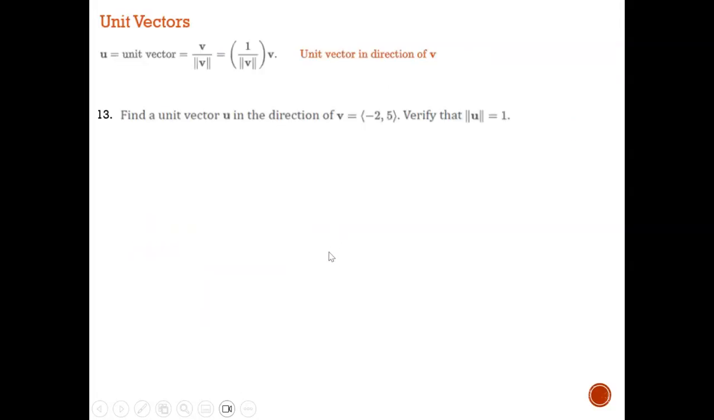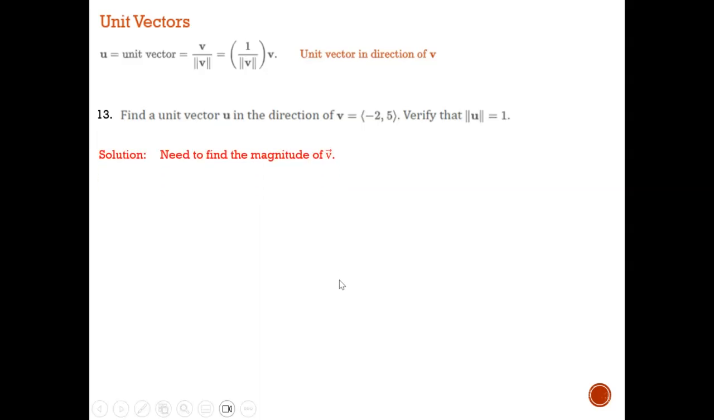Now we're looking for the unit vector. Unit vector means that its length will be 1. That's why it's called unit. For number 13, it says find the unit vector u in the direction of v, which is negative 2, 5, and verify that the magnitude is equal to 1.